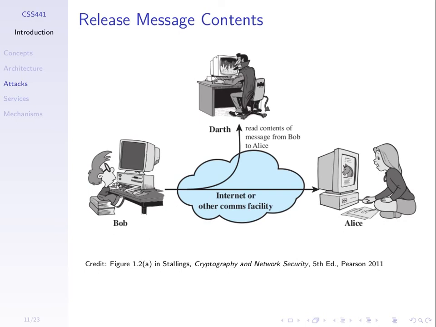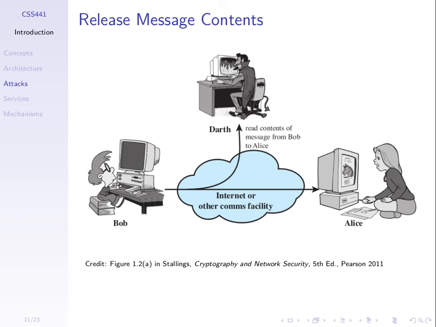Bob and Alice want to communicate confidentially. They want to keep things secret when they communicate. But if an attack takes place where Darth can read the message contents, then it's defeated that security concept of confidentiality. The contents of the message are released to people who are not intended to get a copy. How do we stop that?